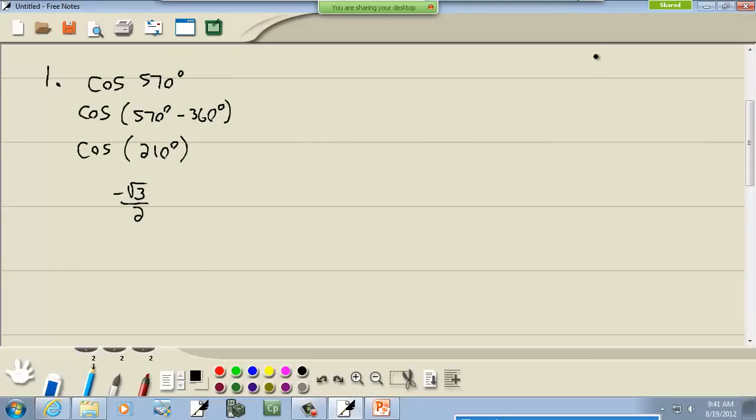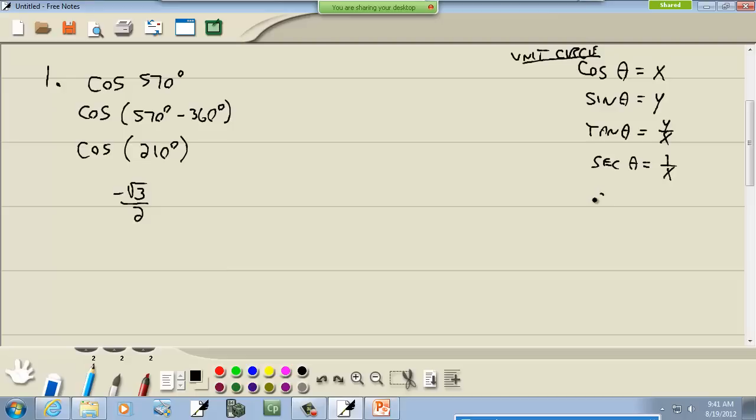Let me put these over here just in case you don't remember those. Cosine of whatever angle, this is for the unit circle specifically, cosine is equal to x. Sine is equal to y. Tangent is equal to y over x. Secant is 1 over x. Cosecant is 1 over y. And cotangent is equal to x over y.